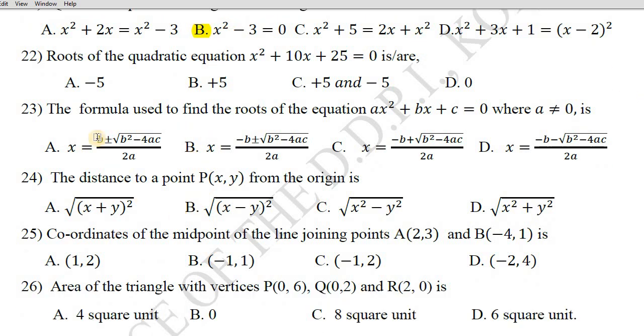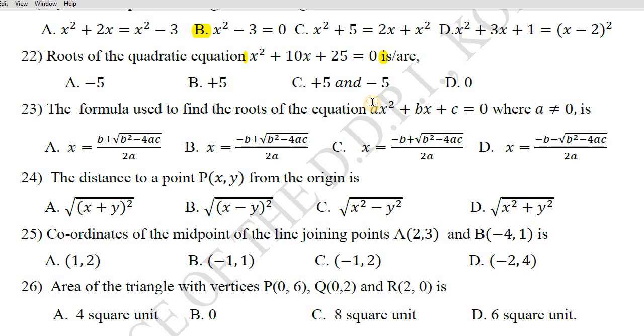Question number 22. The roots of the quadratic equation x square plus 10x plus 25 equals 0 are. The options are minus 5, plus 5, plus 5 and minus 5, and option D is 0. Here we want to find the roots of this quadratic equation, children. Roots means you want to solve this equation and find the factors, that is, find the x value. Usually the children keep in mind that a quadratic equation has two roots, and directly go for plus 5 and minus 5. That's wrong.